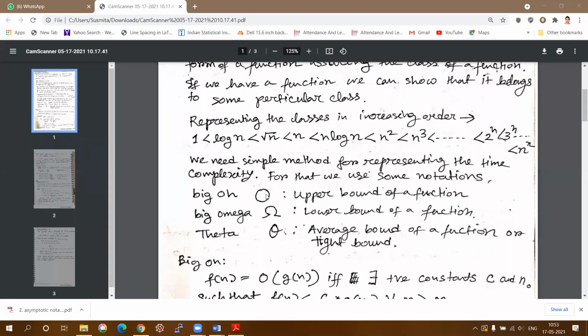So one thing could be assured, that the complexity cannot be more than that. This is a confirmation that the complexity cannot be more than that. So in maximum cases, we use the upper bound of a function to represent the complexity. However, the best thing is to represent the complexity using the theta bound.